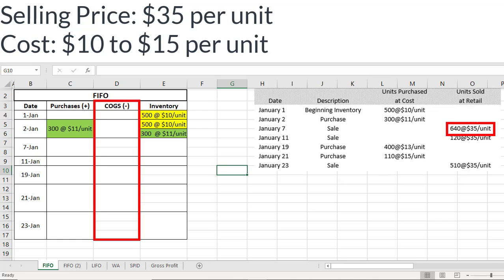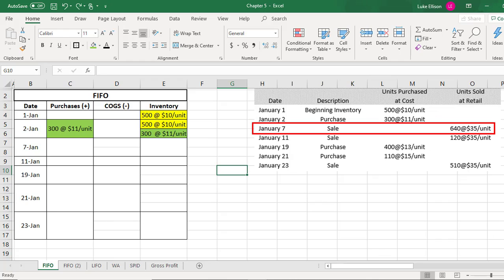first in, first out. So what we do is we look at our inventory layers, in this case yellow at $10 per unit and green at $11 per unit, and grab the units that were there first. In this case, the yellow units from beginning inventory. Since the yellows were the first ones in, now they will be the first ones out, or sold. But that doesn't quite cover the 640 units sold, so we need to go to the next layer, the green units, and grab the remaining required units.